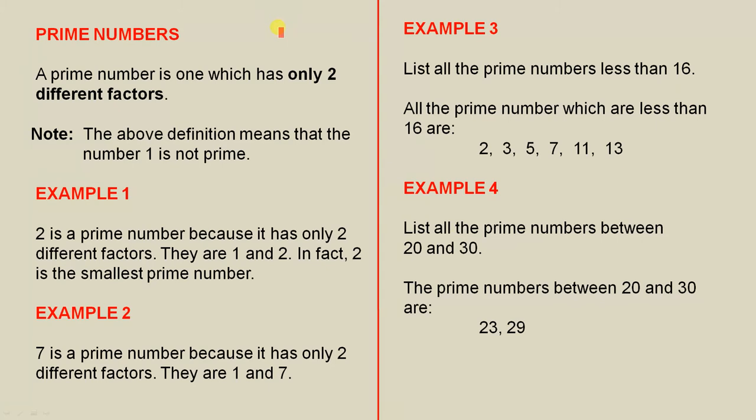Prime numbers. A prime number is one which has only two different factors. The above definition means that the number 1 is not prime.